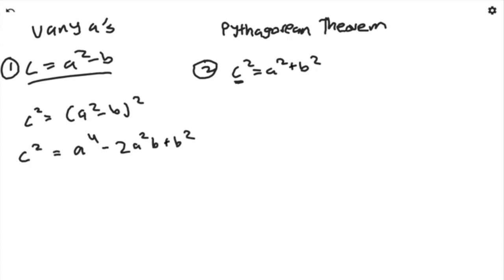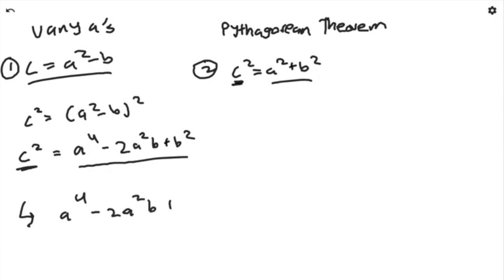So now, the reason why we do this is because we notice that there's a c squared here, and there's a c squared in the original Pythagorean theorem. So now, we can set this part of the first equation equivalent to this part of the Pythagorean theorem, because they're both equal to c squared. So taking both of those and setting them equivalent to each other, we get a to the 4th minus 2a squared b plus b squared equals a squared plus b squared. We can subtract b squared from both sides and just cancel that out. So now we're left with this equation.